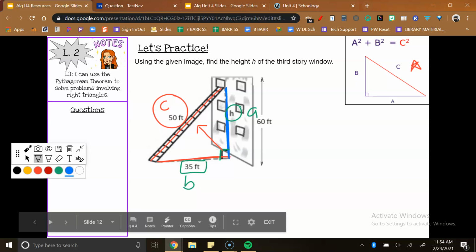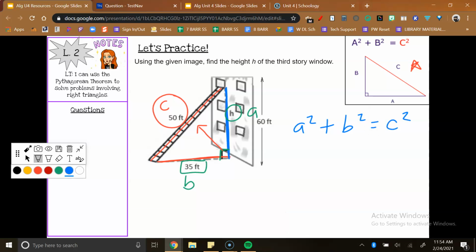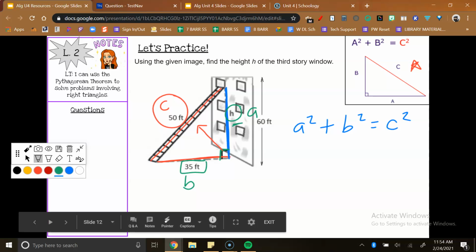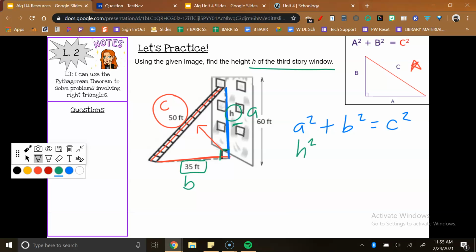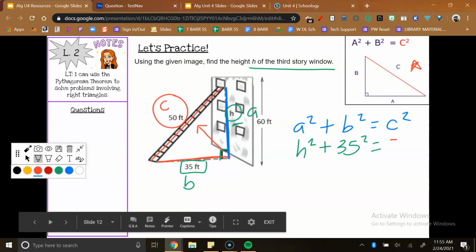And then we're going to do the same process. A squared plus B squared equals C squared. And we're going to plug in our numbers that we know. We don't know what A is. A is H, that height that we're trying to find. So I'm going to just make that H squared. Plus B squared, well, B is 35, so I'm going to put 35 and square it, equals C squared. C squared is going to be that 50, so 50 squared.